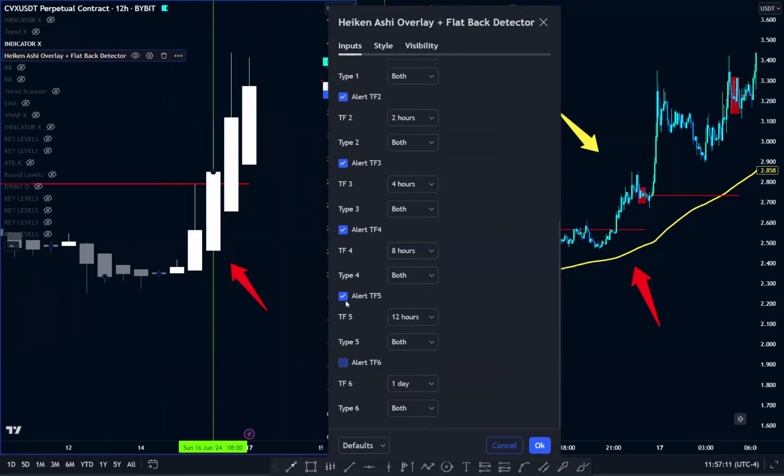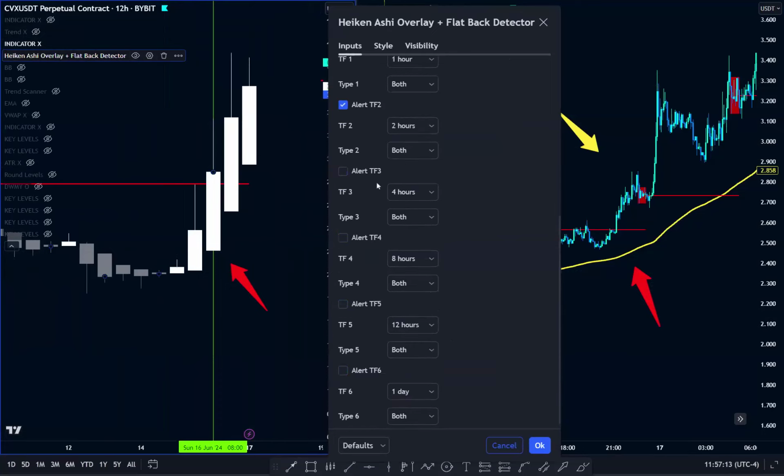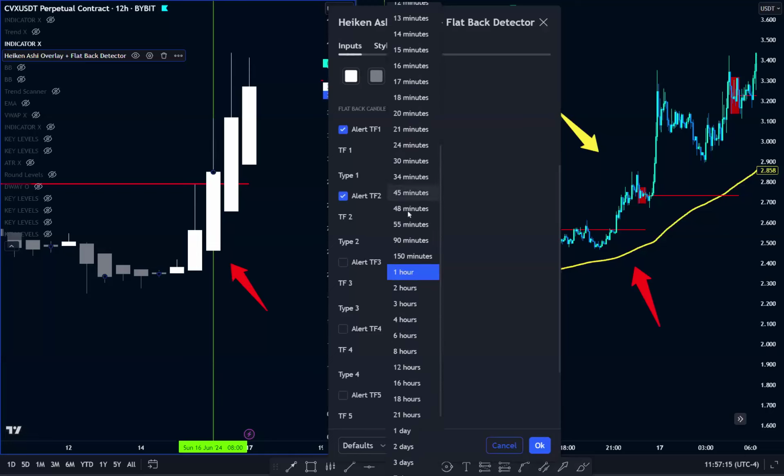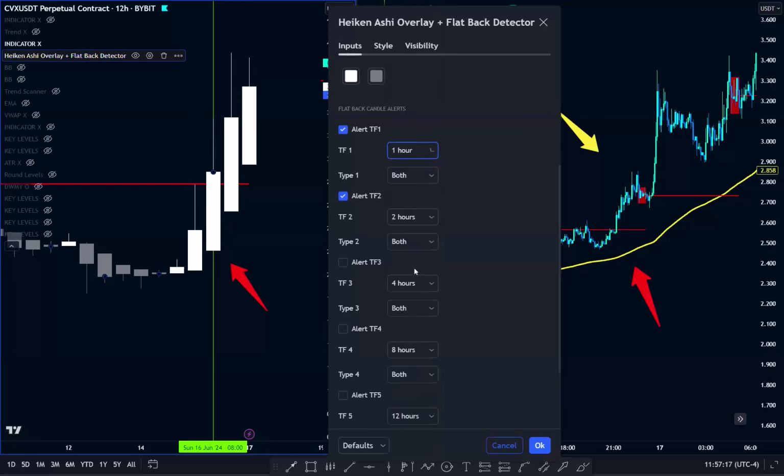So let's just say I only wanted to determine the 12-hour, I can go over here and I can select 12 hours. And now I'm only looking for bulls or bears or both. If you do bulls, it's only going to look for bullish flatback candles. If you do bears, it's only going to look for bearish flatback candles, or both. So now if I select my alert and I turn it on, it's only going to notify me when I get a 12-hour flatback candle, whether it's bullish or bearish.